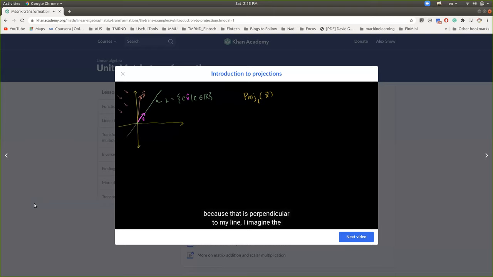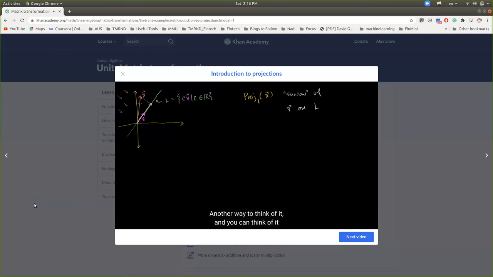I imagine the projection of X onto this line is kind of the shadow of X. So if this light was coming down, I would just draw a perpendicular like that, and the shadow of X onto L would be that vector right there. So we can kind of view it as the shadow of X on our line L. That's one way to think of it.